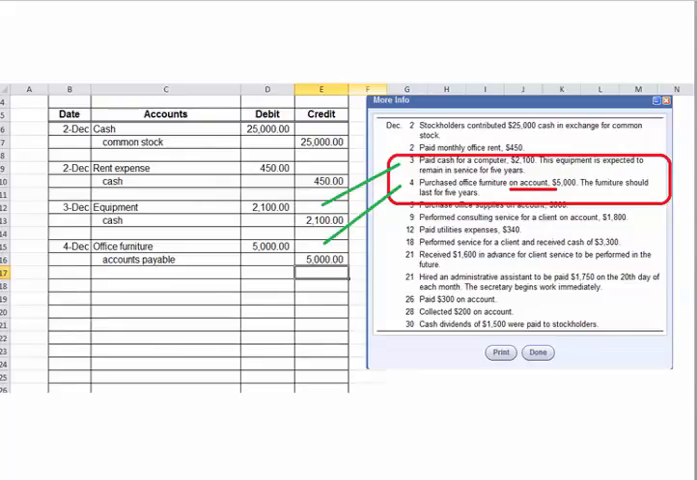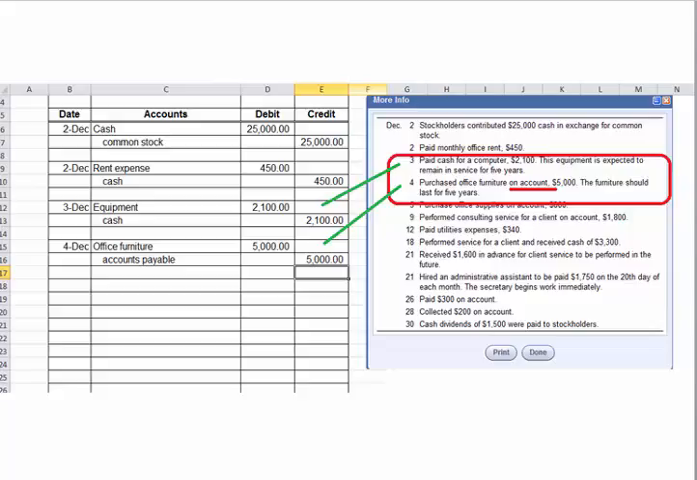Now we'll record our 12/3 and 12/4 transactions. On 12/3, we pay cash to buy a computer. The problem tells us the computer is equipment, so we debit equipment for $2,100 and credit cash for $2,100. Here we're increasing equipment, which is why we debit, and we're decreasing cash, which is why we credit.